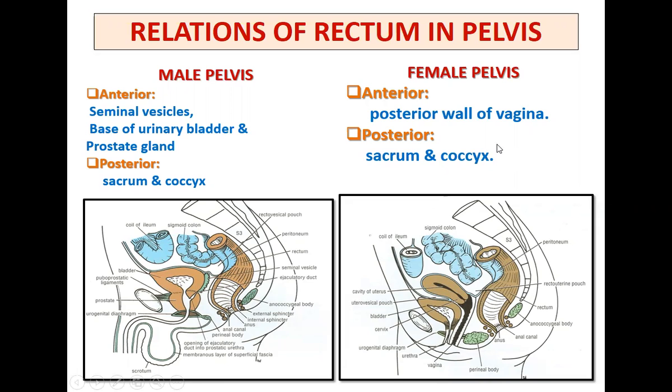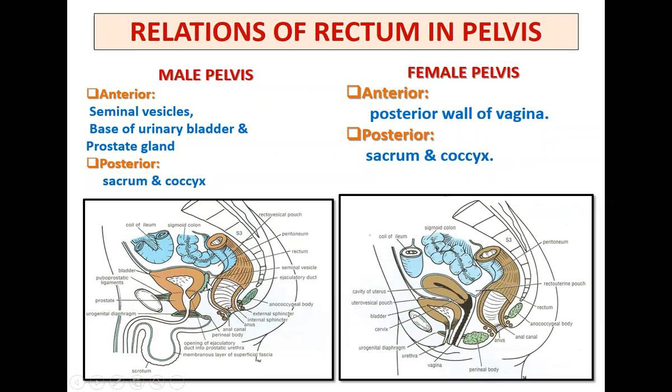But anteriorly there is a difference, because in the case of the female there is the uterus and the vagina. So anteriorly it is related to the posterior wall of the vagina. Sometimes if you want to feel the posterior wall of the vagina, you can do a PR examination to feel the vagina.